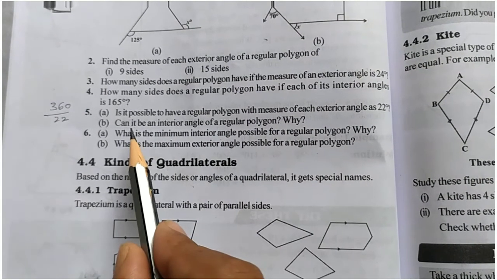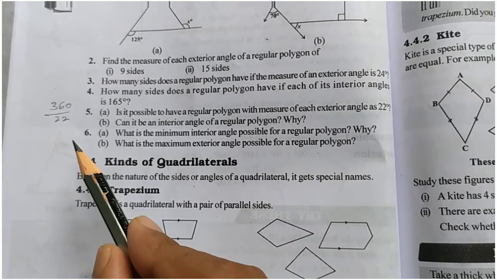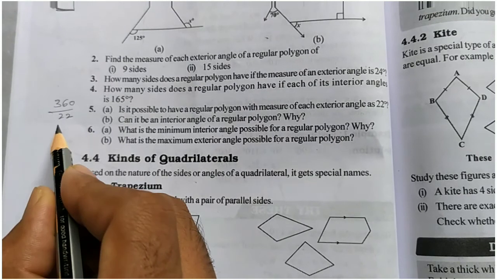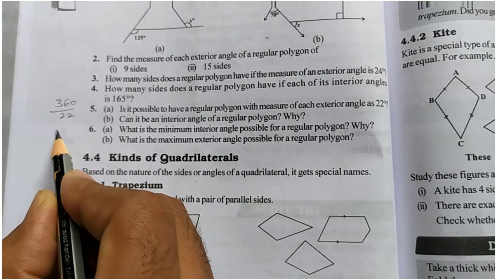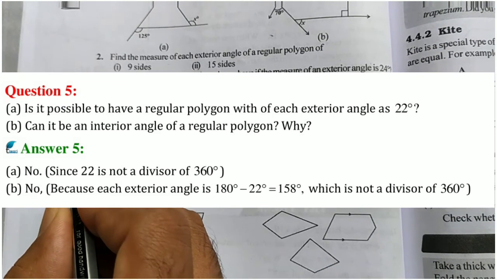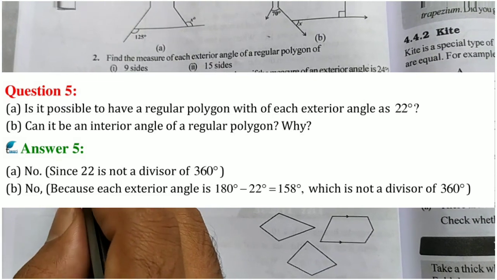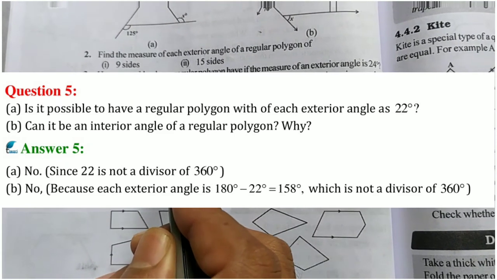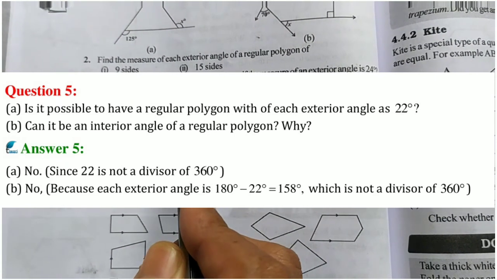Okay, that one also we will not get, because if you take 22 as interior, then the exterior will be 180 minus 22, so that will be 158, which is not a divisor of 360 degrees. So that's why we can't get an interior angle of a regular polygon as 22 degrees.